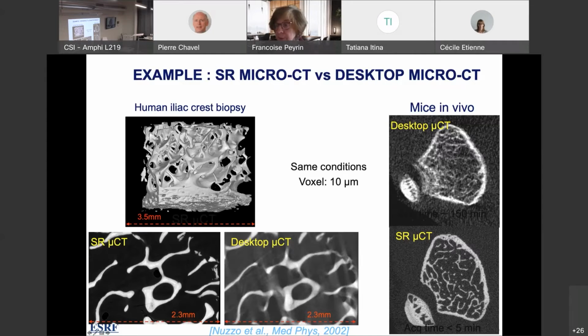And this one is an acquisition that was done in vivo on the desktop CT and the synchrotron CT. You can see that you have much more noise on this image. Here, the voxel size was 10 micrometers.